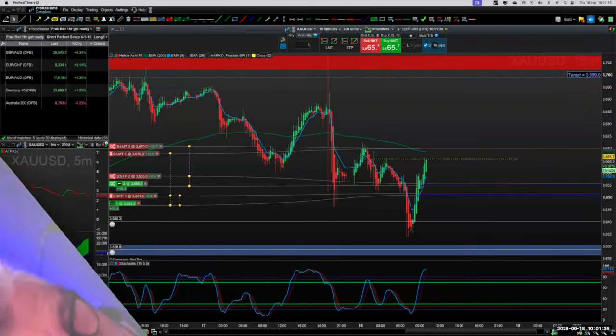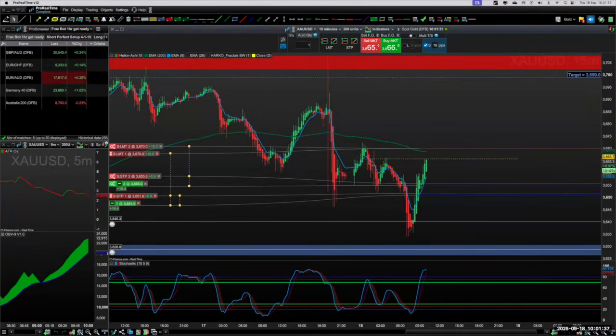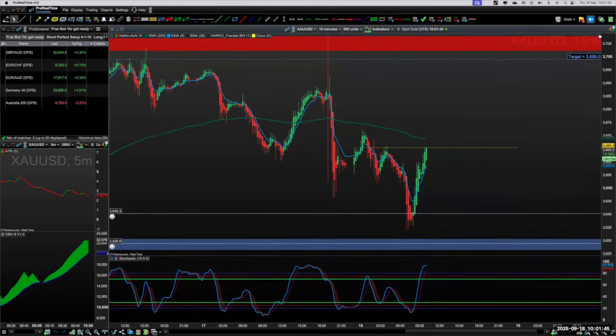So that's all the prop fund stuff out of the way. Right, I think we did. I'll turn the trades off. Don't want to get too excited about all the trades. Turn them off.